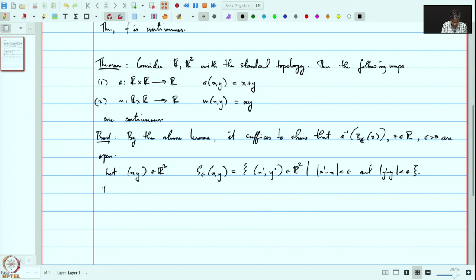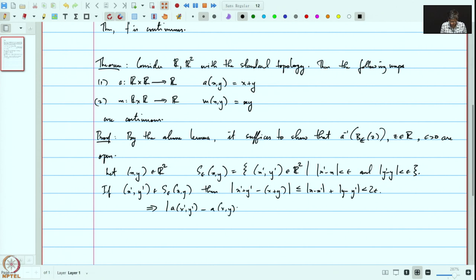So note that if (x', y') is in this set, then the absolute value of (x' plus y') minus (x plus y) is less than or equal to |x minus x'| plus |y minus y'|, which is less than or equal to 2 epsilon. Okay, strictly less than 2 epsilon. So this implies that the absolute value of A(x', y') minus A(x, y) is strictly less than 2 epsilon for (x', y') in S epsilon (x, y).